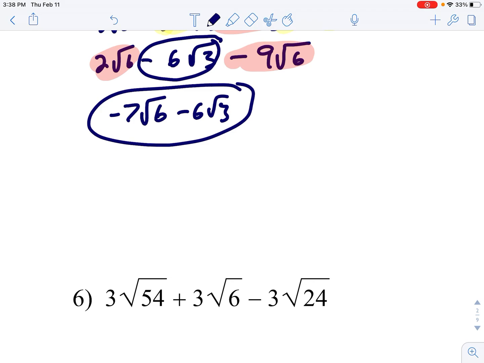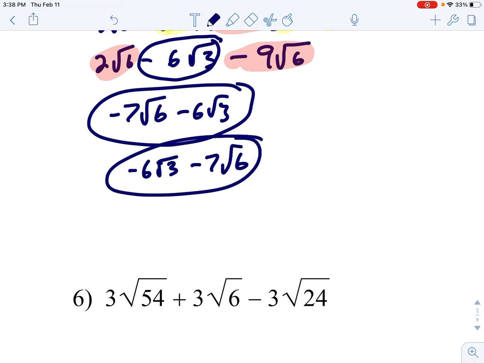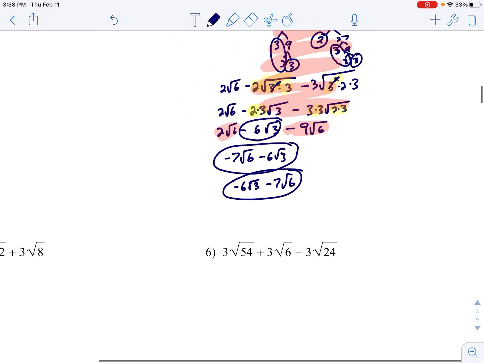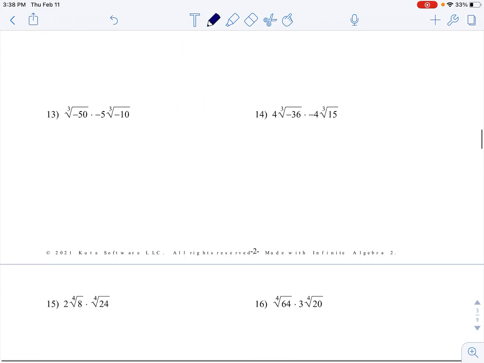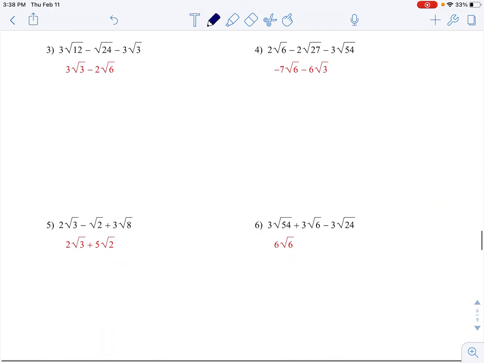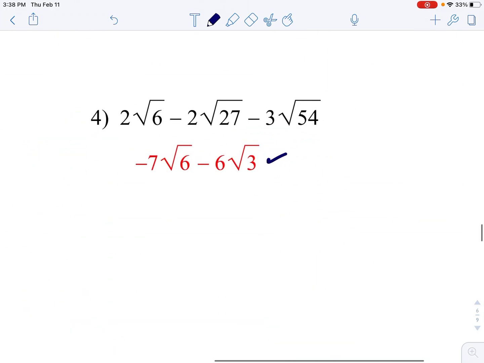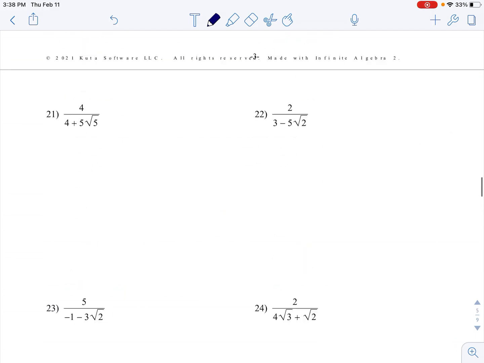And that should be my answer, or the answer could be written like this. That's the same exact answer. Both of those mean the same exact thing. Let me check number 4 and see if it's right. And there we go.